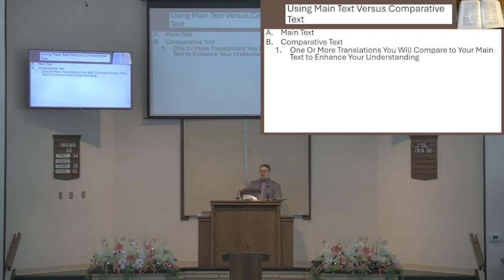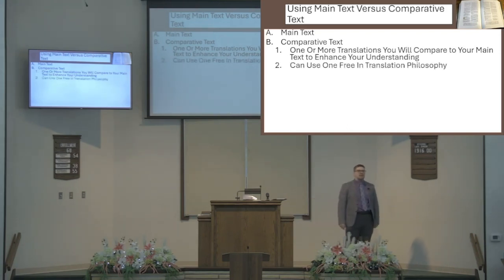But then, outside of our main text, we have a comparative text. It may be one or even more translations you use to compare to your main text to enhance your understanding. So you may be reading a difficult passage, and I'll come to some examples later on where it explains it better. I'm not going to get into any of those right now. We'll come to that at the end. But you may read a passage and say, I'm a little confused by what this is saying. And then I look at another translation. Oh, that makes more sense. It can make things clearer to understand.